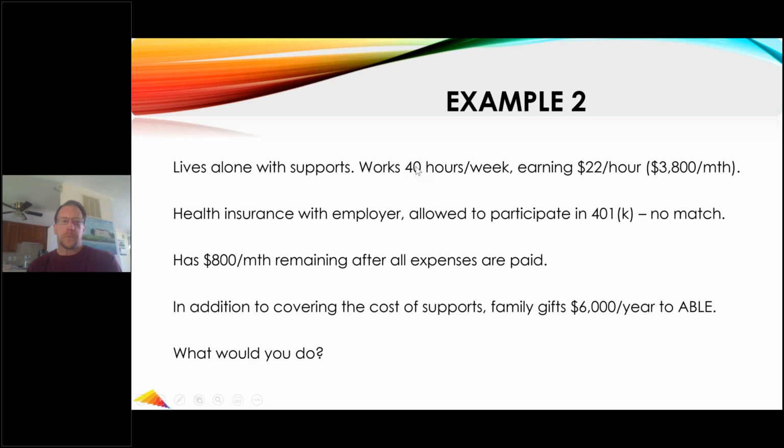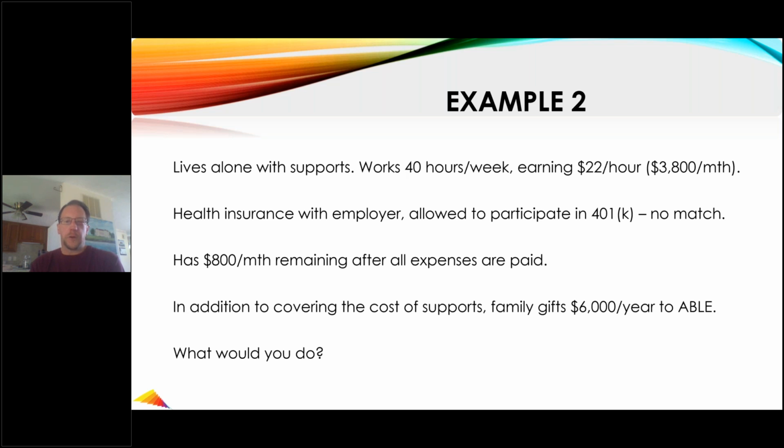So example 2: lives alone with supports, works 40 hours a week, earning $22 an hour. So perhaps this individual does not have an intellectual disability. Maybe they have cerebral palsy or another disability where they can work full time. They do not have any Social Security benefits or state supports.